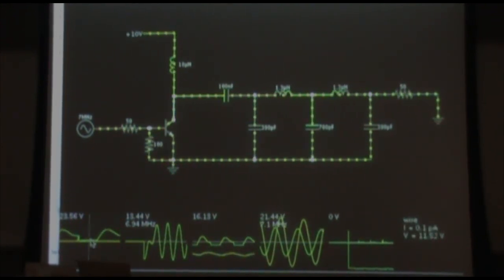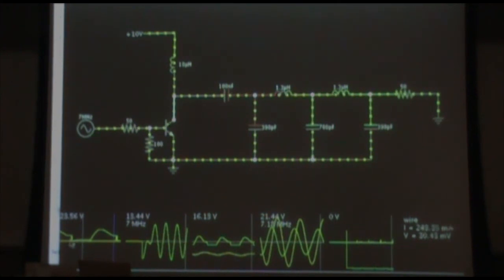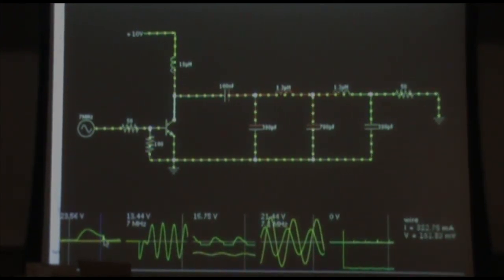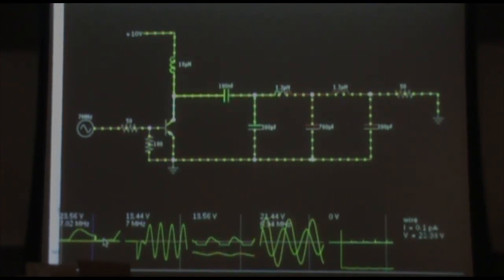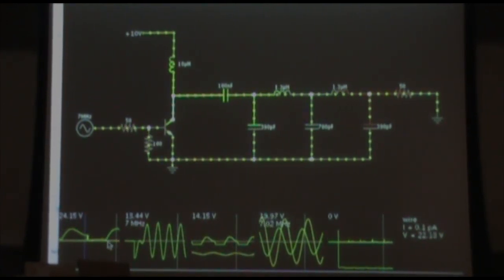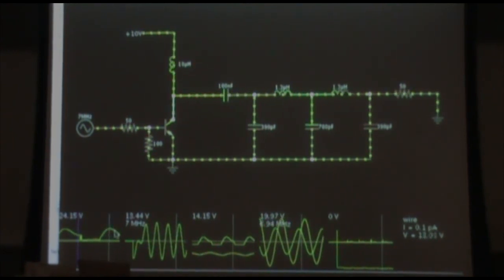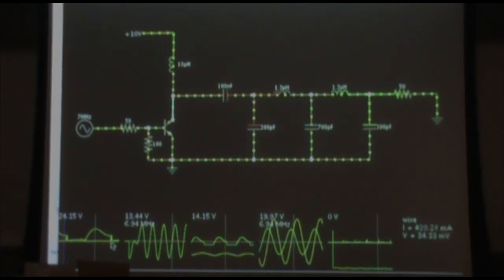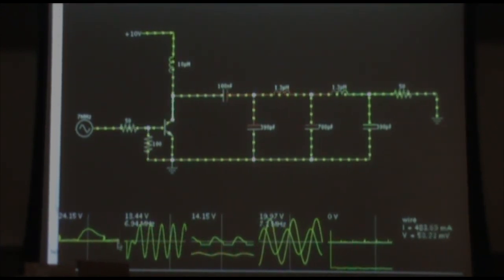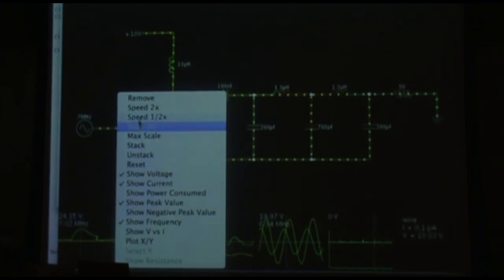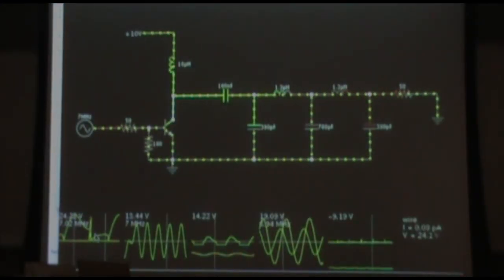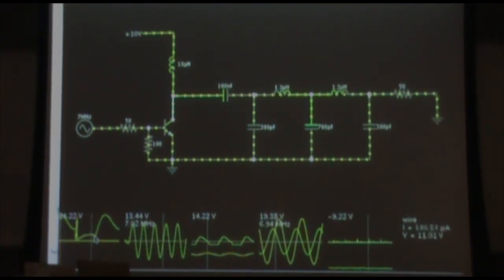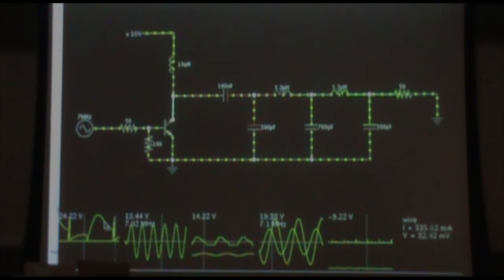So the voltage across the transistor, you'll notice right now the transistor is conducting. The voltage across it, if you look down here, the green is voltage, the yellow is current. So the current right now is zero, the voltage is up. Coming back down, then when it turns on, the current is climbing here. The current climbs, but then when the transistor turns off, the current goes to zero and the voltage goes high.